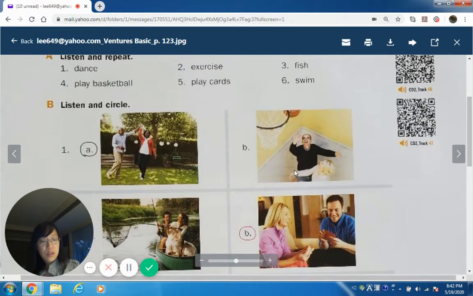And let's listen to the next set of words. Page 123. Lesson A. Exercise 2B. 1. Do you like to dance? Yes, we do.